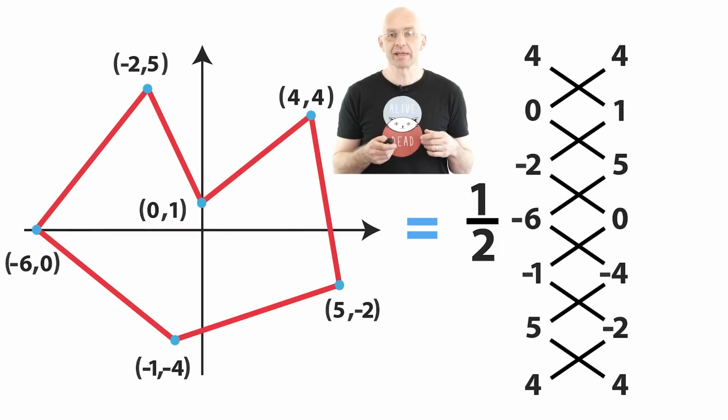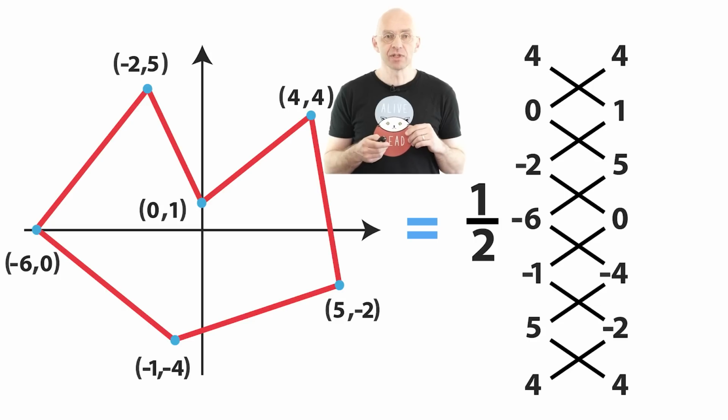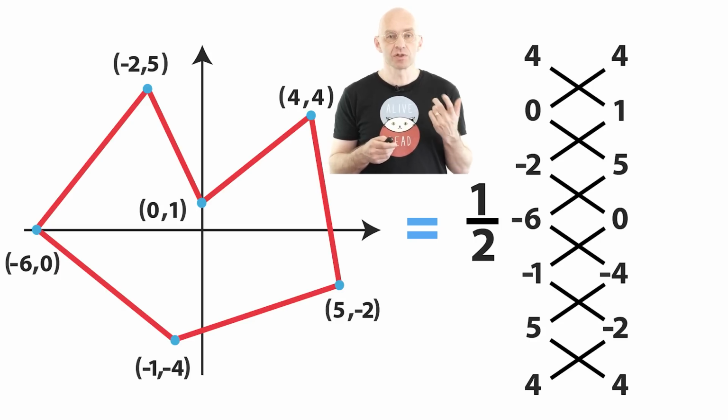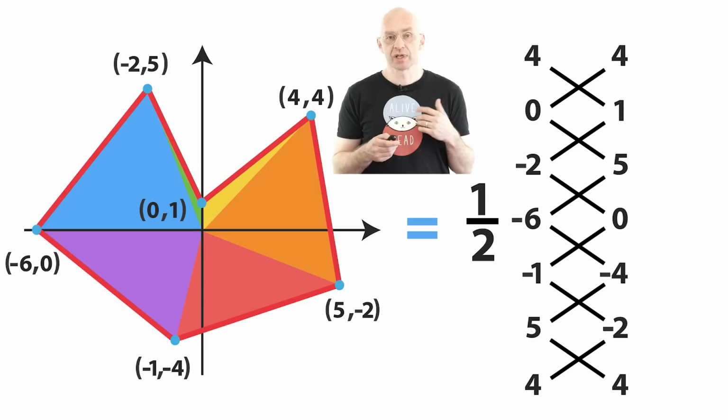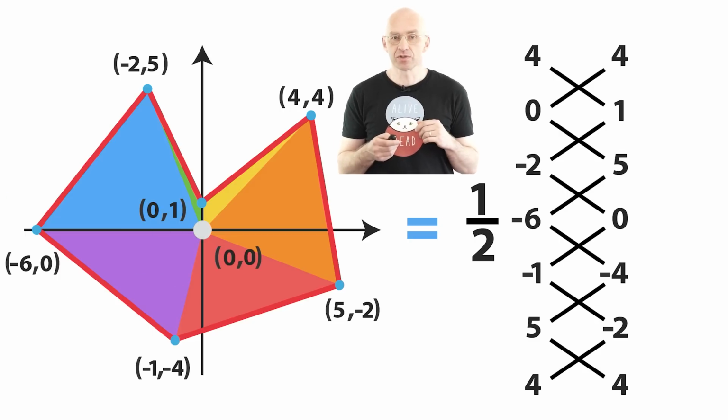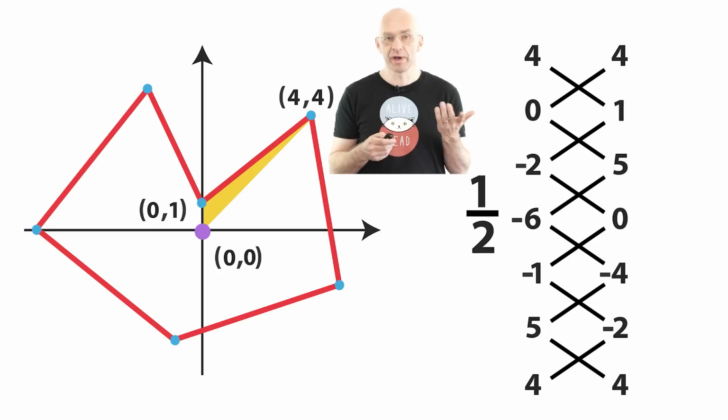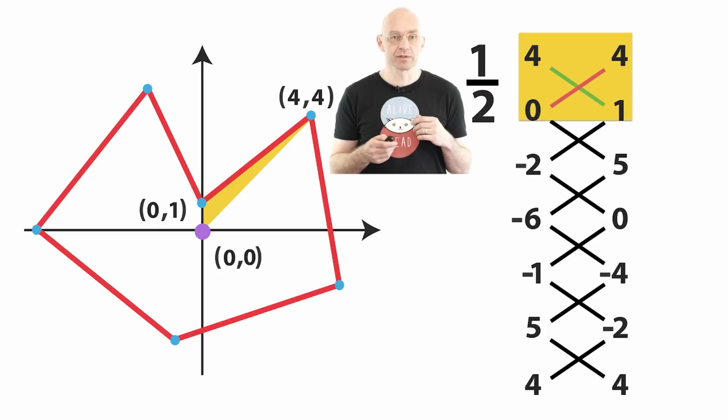Okay, now for the really interesting bit, the explanation why the shoelace formula works. It turns out that the individual crosses in the formula correspond to these triangles, which cover the whole shape. Note that all these triangles have the point 0, 0 in common. Okay, so the area of the first triangle here is just 1 half times the first cross.